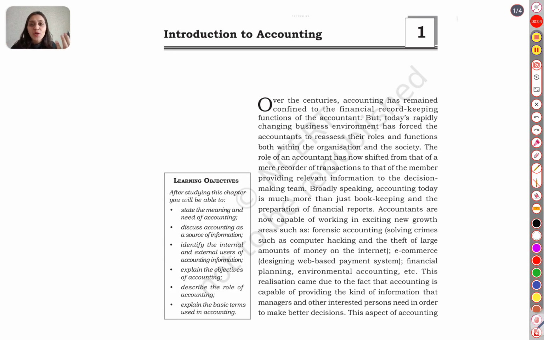So today's topic is introduction of accounting. Before starting it, let me tell you who does the accounting. अकाउंटिंग कौन करता है? So basically accounting is generally done by the accountant.